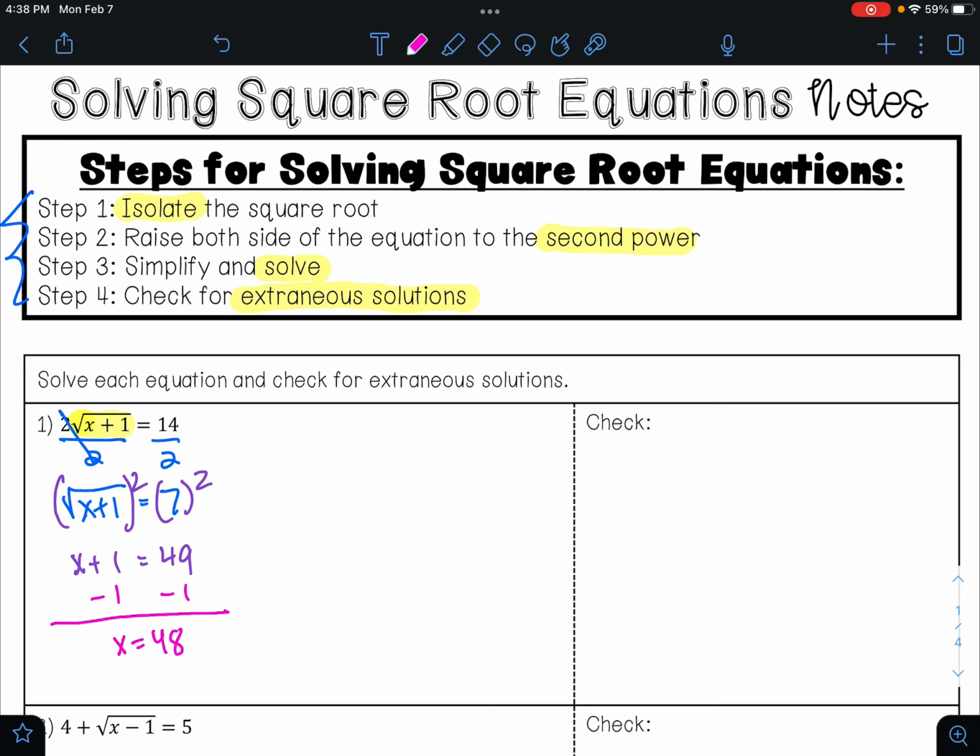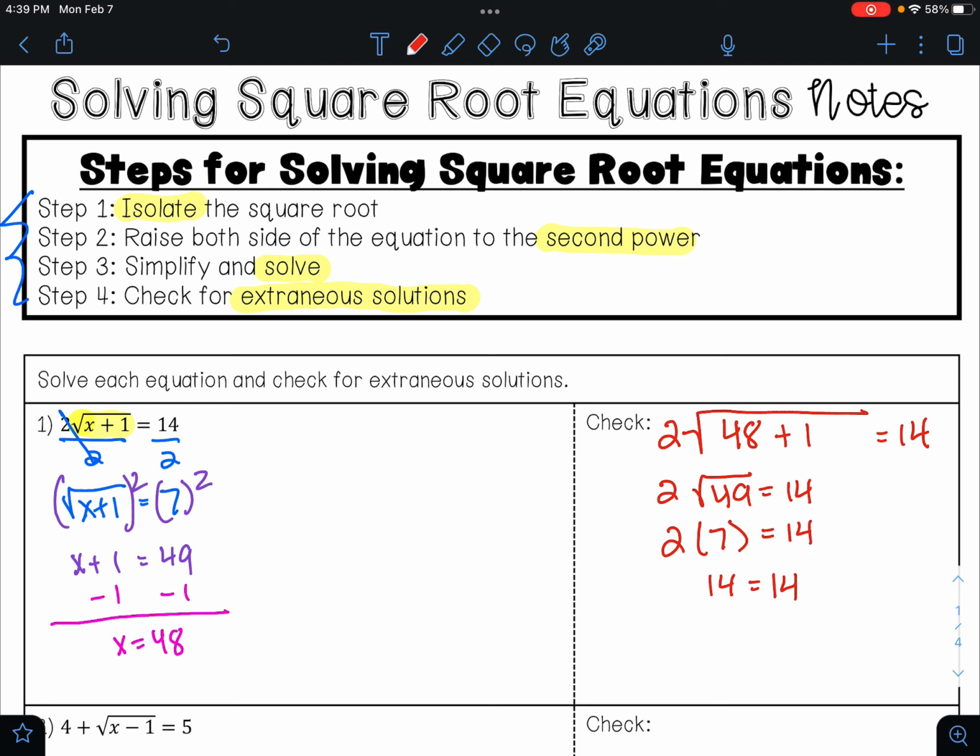Now I need to check it to see if it is actually a solution or if it is extraneous. So we are going to plug into our original equation up here, and whenever I see an x, I'm just going to replace that x with 48. And so I'll have 2 times the square root of 48 plus 1 is equal to 14. 48 plus 1 is 49. The principal square root of 49 is 7. 2 times 7 is 14. 14 does in fact equal 14. This is a true statement. And so 48 is in fact a solution.